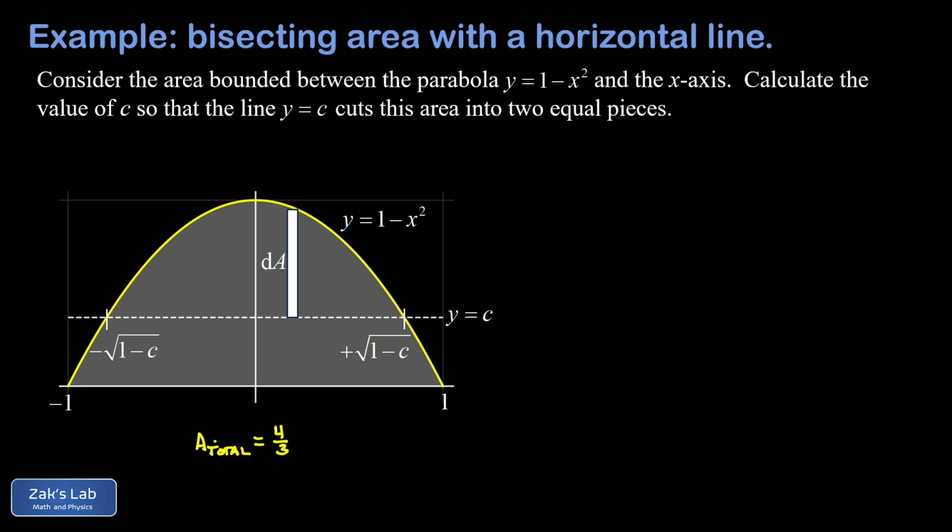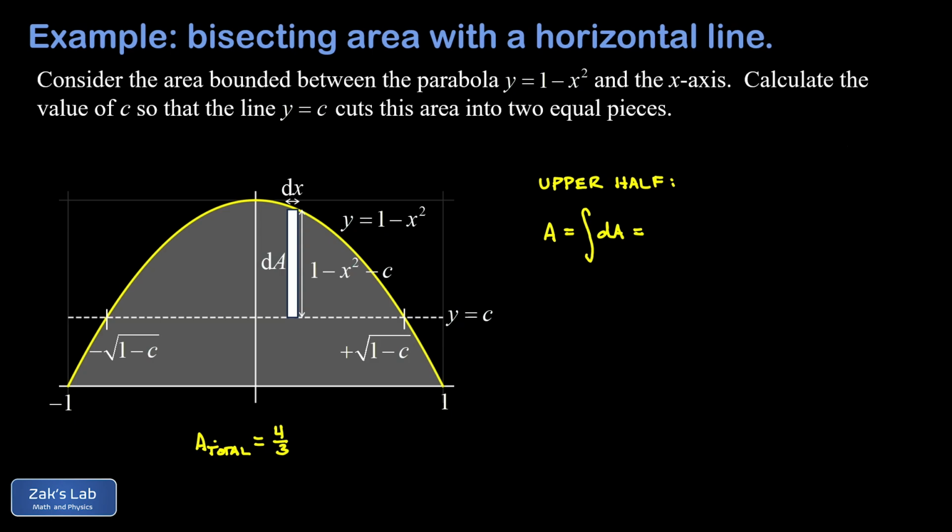Well, the height of it is just the difference between the upper and lower functions. So that's 1 minus x squared minus c. And then the width of that little slice is an infinitesimal little increment in x. So we call that dx. So now we can start working on the calculation of the area in the upper half of this figure. And we can say the total area is just the integral of the dAs.